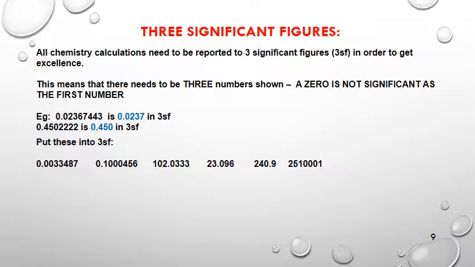So say your calculator spews out the number 0.02367443. Well, in 3 significant figures, that would be 0.0237. Notice the first 0s do not count as significant figures. Another example would be 0.50222222. Well, that would be 0.502 in significant figures, because the 0 becomes significant as it is after the decimal point.